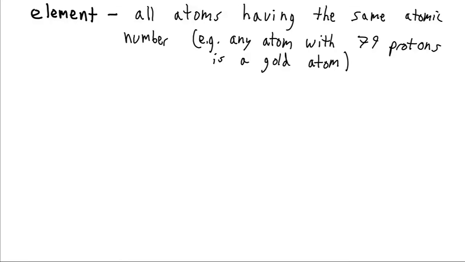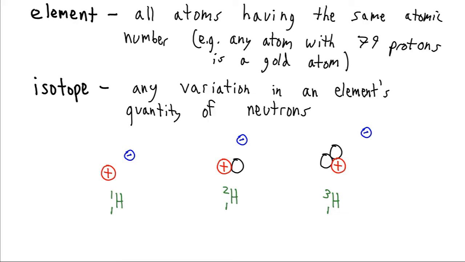Since now we know what elements actually are, rather than having simply identified the fact that they exist, we're ready for a more fundamental definition of what an element is. Our definition is going to be that an element is all of the atoms which have the same atomic number. That's the same number of protons. And an isotope will be any variation in its quantity of neutrons.